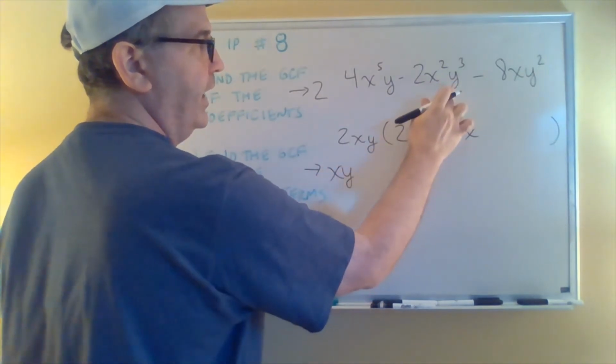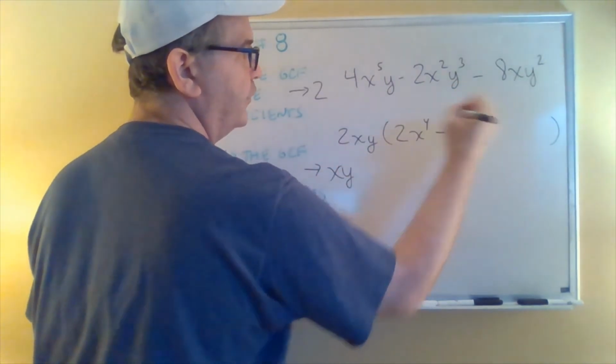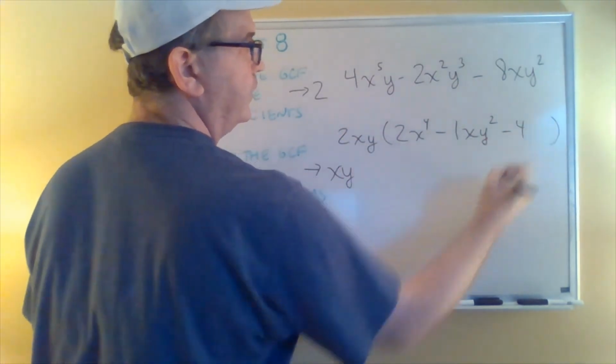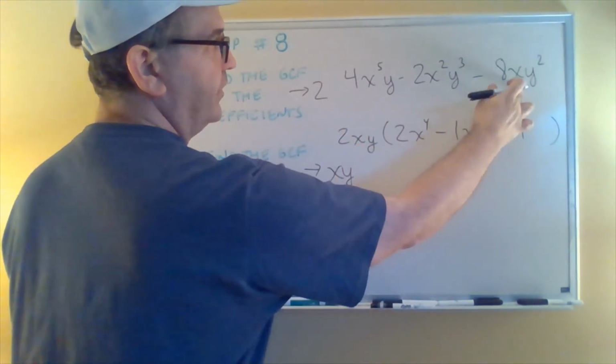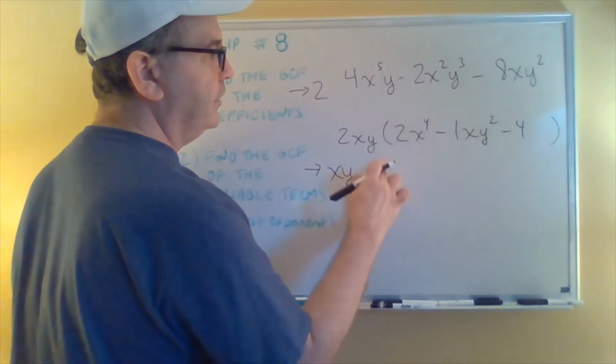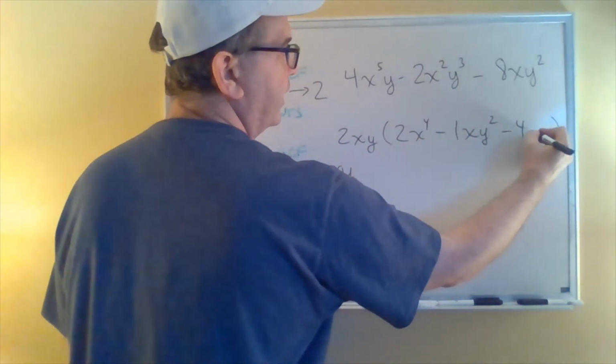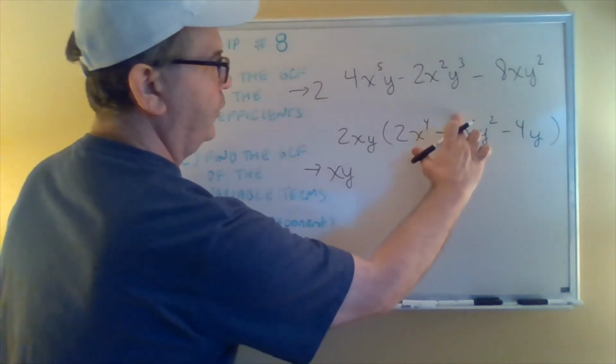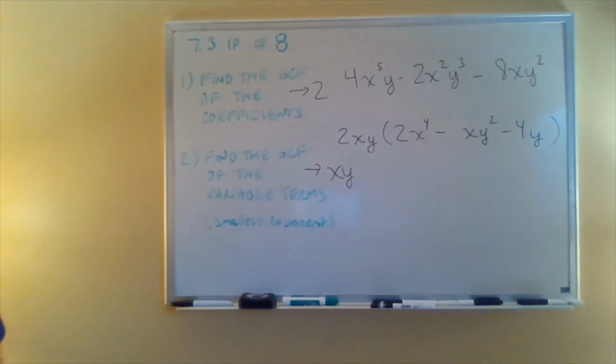When I take a y out of y cubed, I'm left with y squared. I'm going to do 8 divided by 2 is 4. If I take an x out of x, they cancel each other out. And a y out of y to the 2nd leaves me with just y to the 1st. And if I have a coefficient of 1, I don't write it. So here's my answer to that question, 2xy times 2x to the 4th minus xy squared minus 4y.